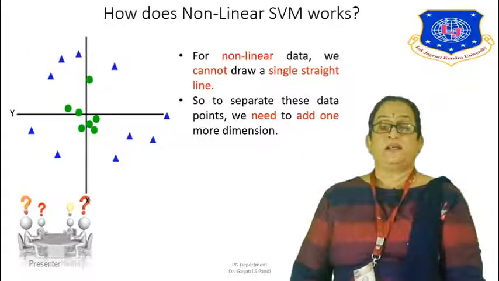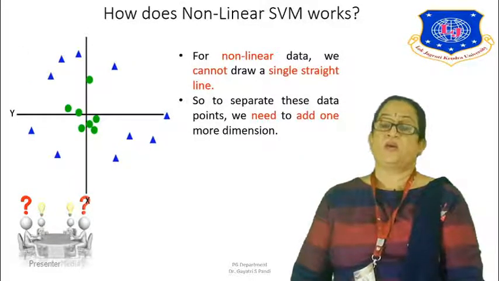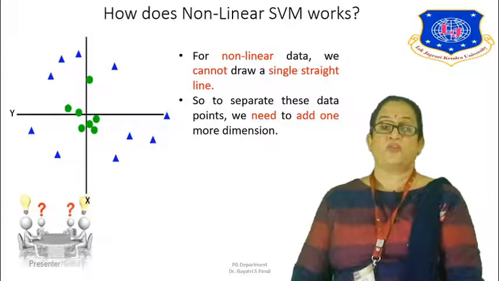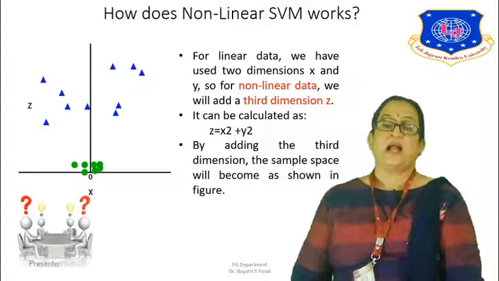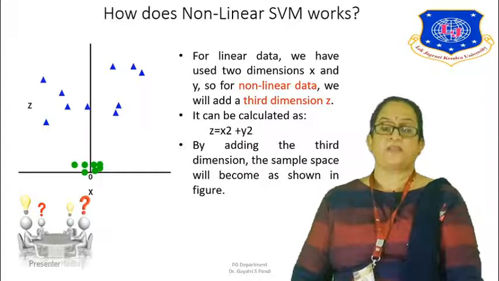Now for non-linear data, we cannot draw a straight line, as we discussed, right? To separate such data points, we need to add one more dimension, called z, and here you can see we have added a z. For linear data we use two dimensions, that is x and y. For non-linear data we will add a third dimension, z, and it can be calculated as z equal to x squared plus y squared. By adding the third dimension, the sample space will become as shown in the figure.